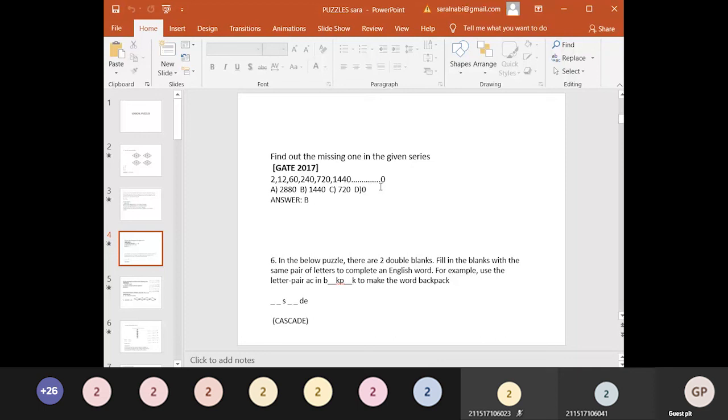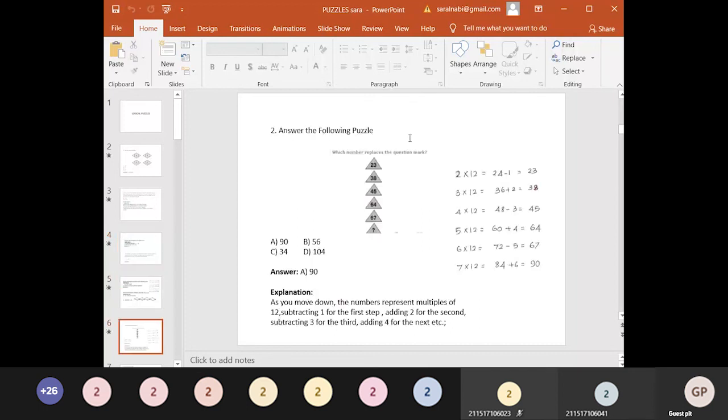In the below puzzle, you can see that there are 2 double blanks. We have to find out the pair of same letters which has to come. They have given an example: backpack, in which AC comes again in the same manner. We have to find the answer for the given question, which is cascade. CA is repeated 2 times in that word, which is called a simple puzzle.